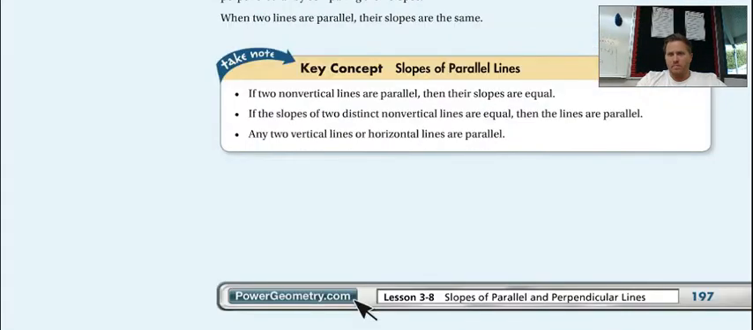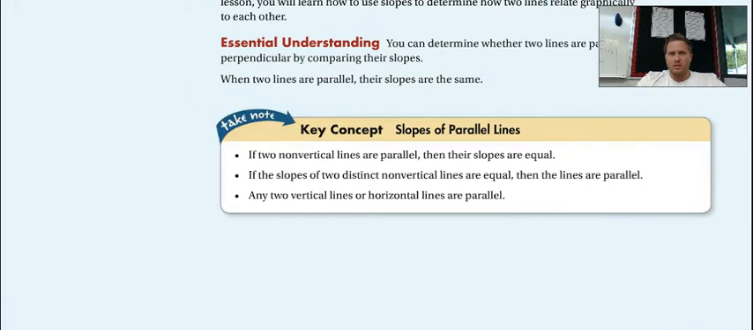Alright, so we are going to write this right here. Make sure that you write slopes of parallel lines. You write everything inside the box. So, slopes of parallel lines. How do we know if lines are parallel? If two non-vertical lines are parallel, then their slopes are equal.